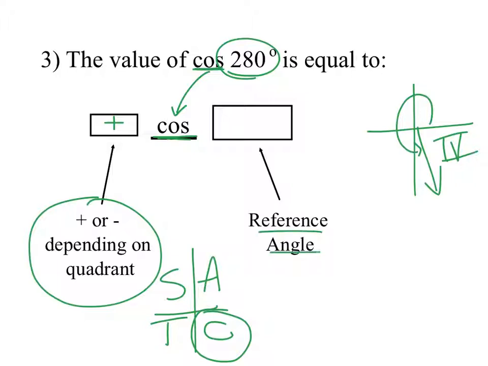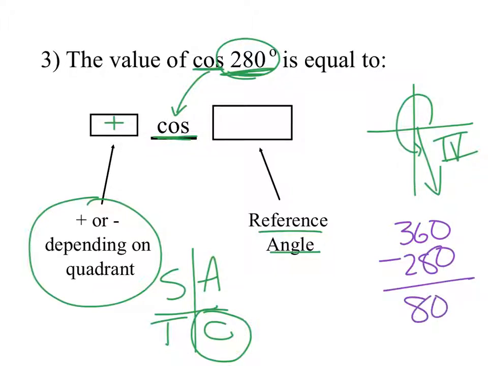Now the reference angle, well, that's what we have to do. We have to figure out our reference angle from what we just learned. So 280 is here, and I want to get to 360. The whole circle is 360, and I want to cut out all of that 280. So I simply take 360 minus 280, and I get 80. So that's an equivalent value. If you put cosine of 280 in your calculator and cosine of 80, they should be the exact same thing.